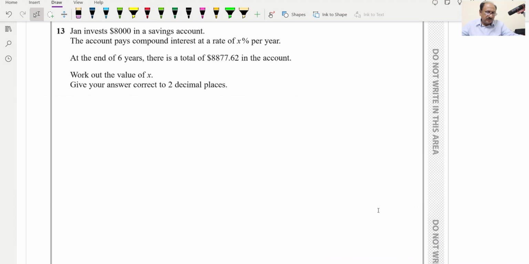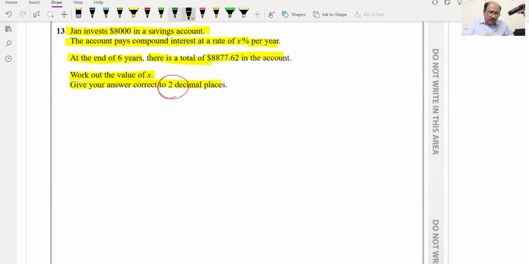Question number 13. This is a compound interest question. They're saying Jan invests $8,000 in a savings account. The account pays compound interest at a rate of X percent per year. At the end of the 6 years, there is a total of this much amount in the account. Work out the value of X. Give your answer correct to two decimal places. This is what you have to take care of.